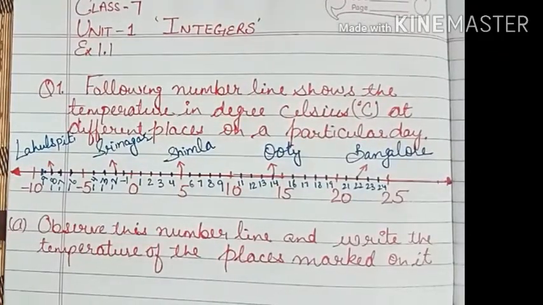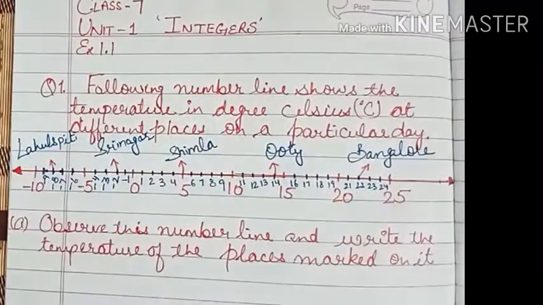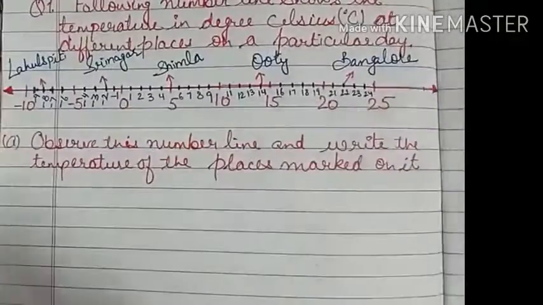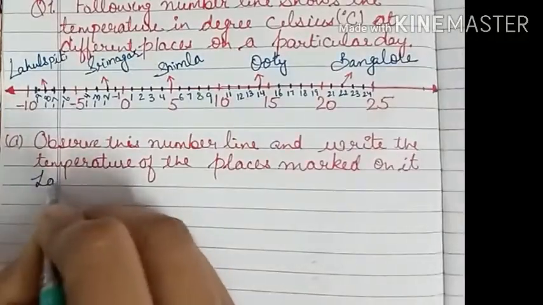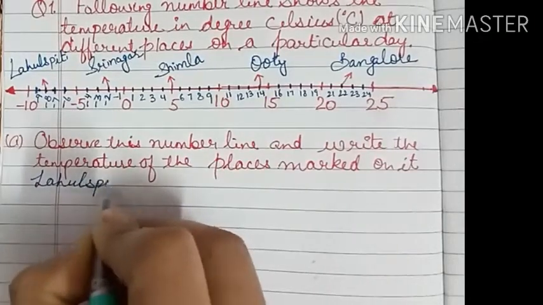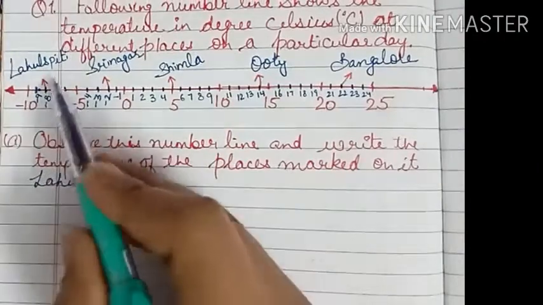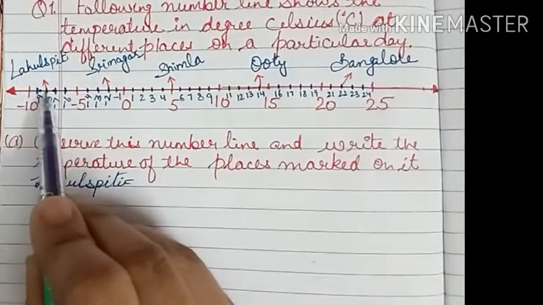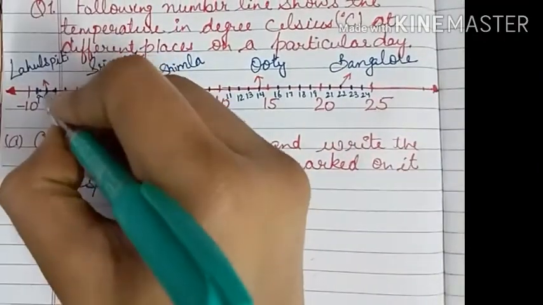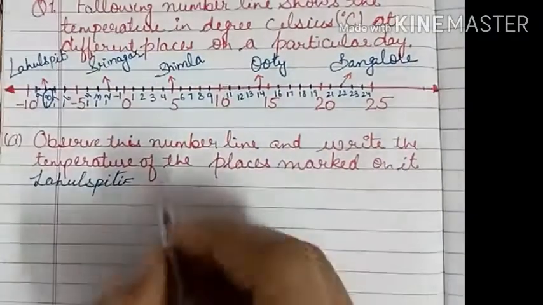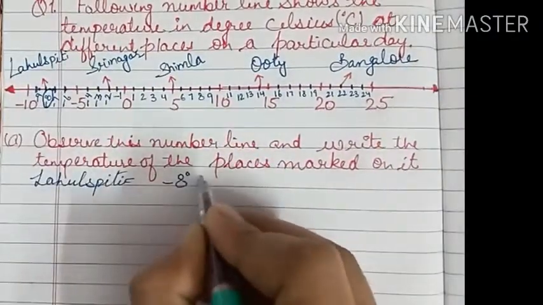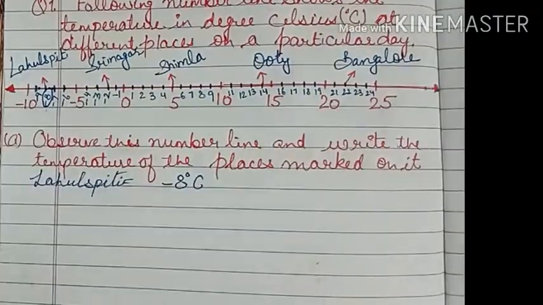Now we can write the temperature of all these places. Let's write. So first one is Lahaul Spiti. So observe the number line, Lahaul Spiti. It is marked here and here the integer is -8. So its temperature is -8 degree Celsius.